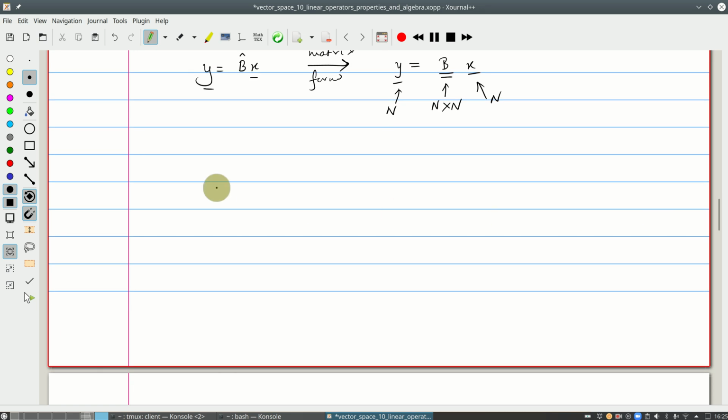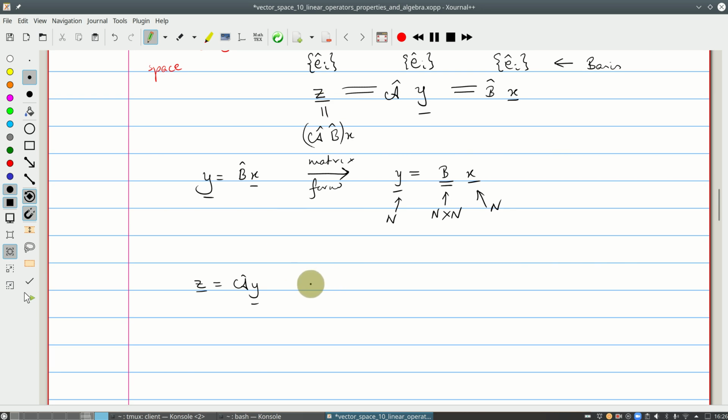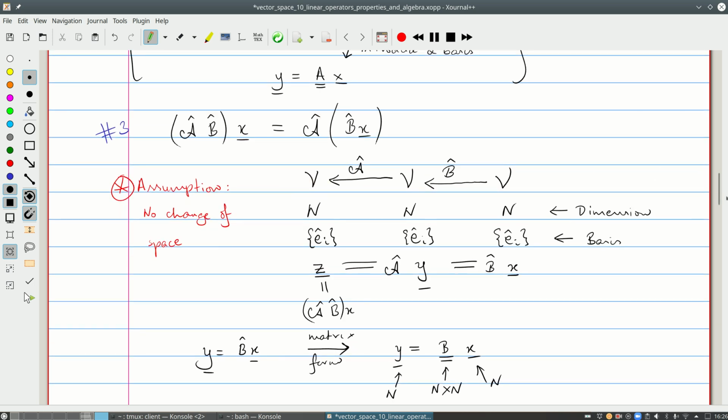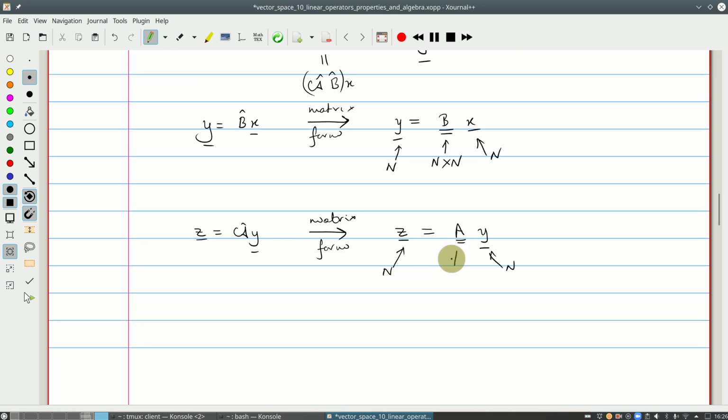All right. Now we have the other equation. z is equal to A operating on y. That's here. In matrix form, the column vector z is equal to the matrix A multiplied by the column vector y. Now y has dimensions n, z has dimensions n because the space hasn't changed. We made the assumption that the space stays the same. Therefore A must be an n by n matrix.